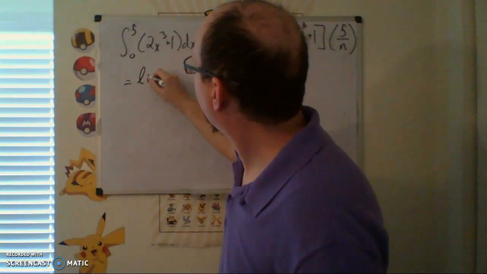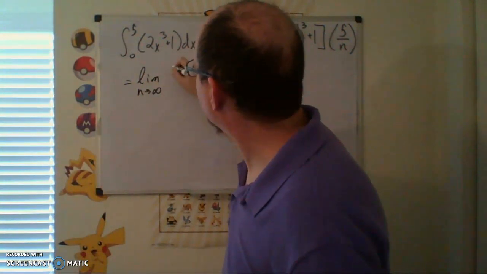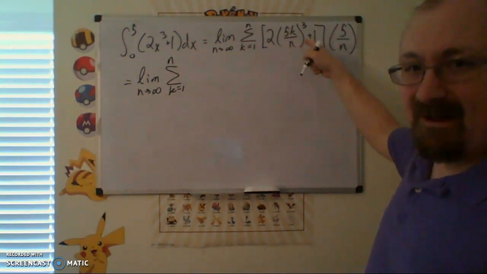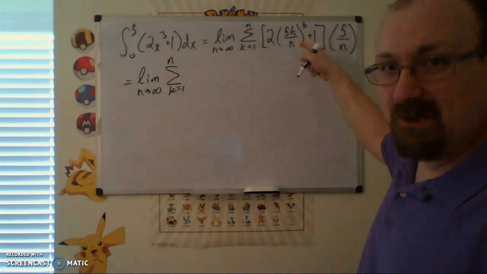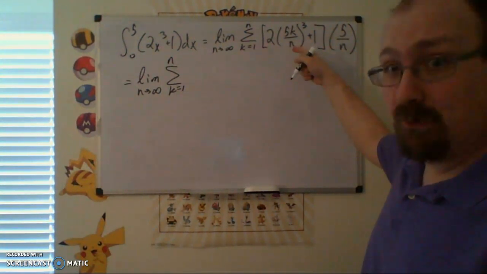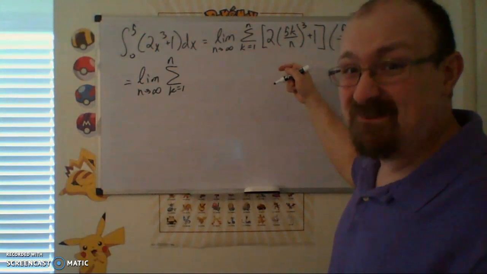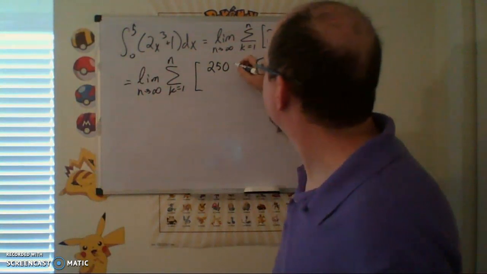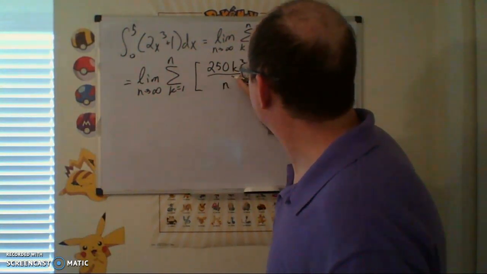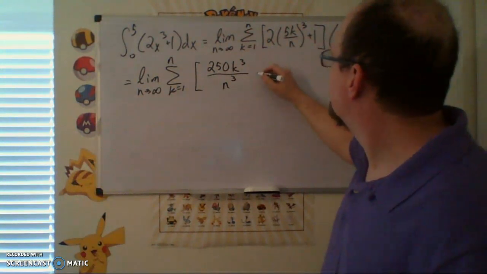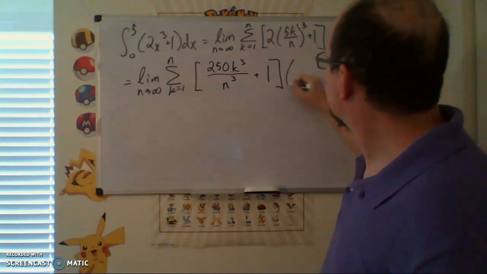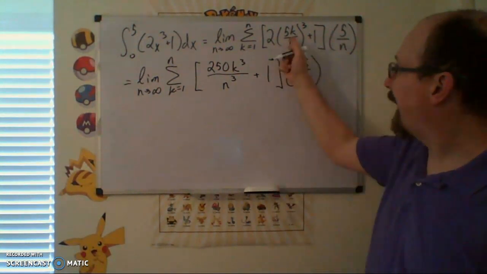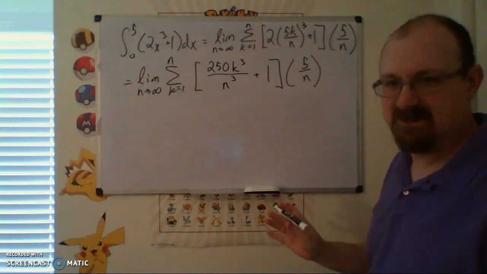So we've got our sum. 5k over n quantity cubed is going to be 125k cubed over n cubed. Then I have to double that. So that's going to be 250, 2 times 125, k cubed over n cubed plus 1, times this 5 over n. So if you need to write out what happens when you multiply that thing out 3 times, it's okay. No judgment.